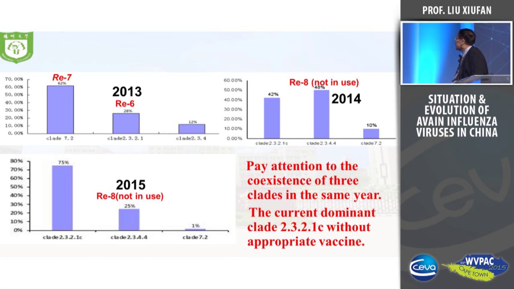So pay attention to the coexistence of three clades in the same year. The current dominant clade, 2.3.2.1c, is without appropriate vaccine.